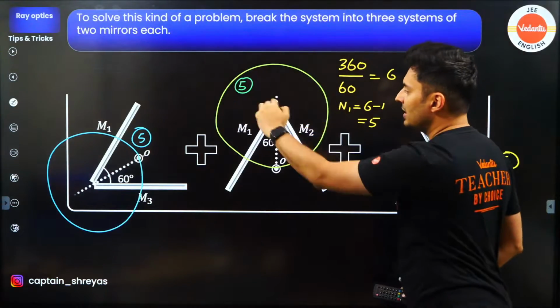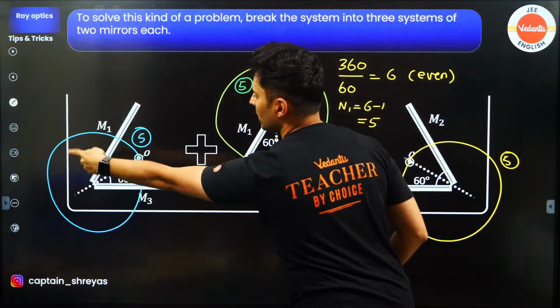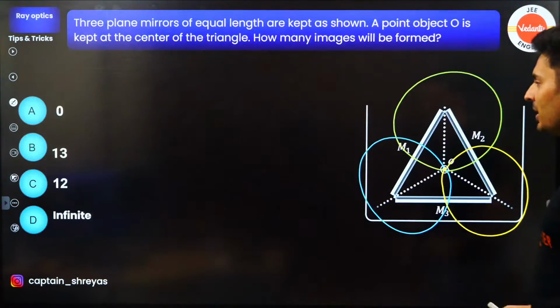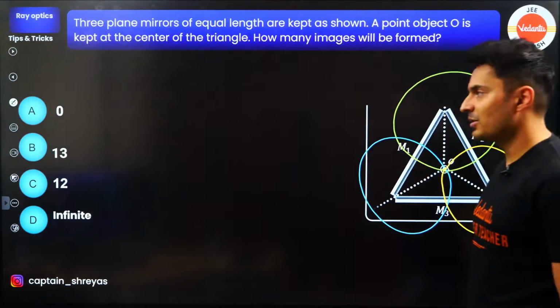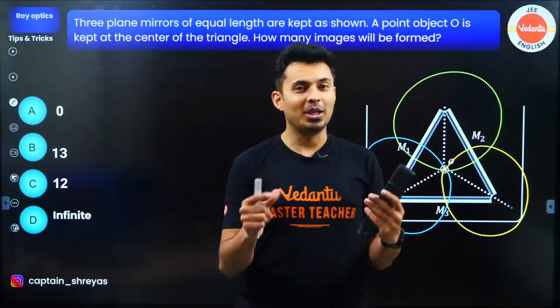5 because of these 2 mirrors on this circle. So a lot of you will be thinking 5 plus 5 plus 5 is 15, but 15 is not there.